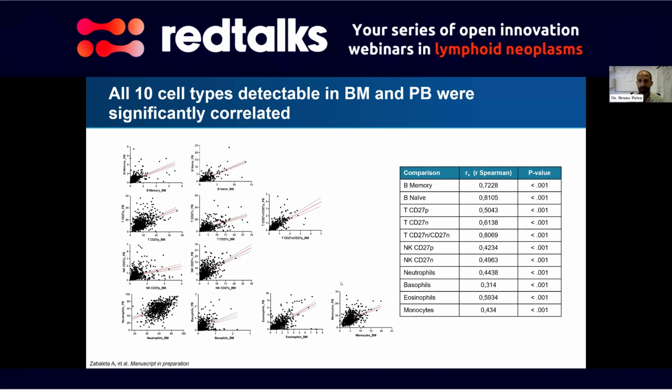Also important, in the 10 cell types that we can detect both in the marrow and in the peripheral blood, as you can see in the slide, there is a highly significant correlation in terms of percentage, and therefore these immune scores could be obtained either in the marrow, if a bone marrow aspirate is adequate for the staging of the patient at that given time point, or more conveniently in the peripheral blood in a minimally invasive manner.